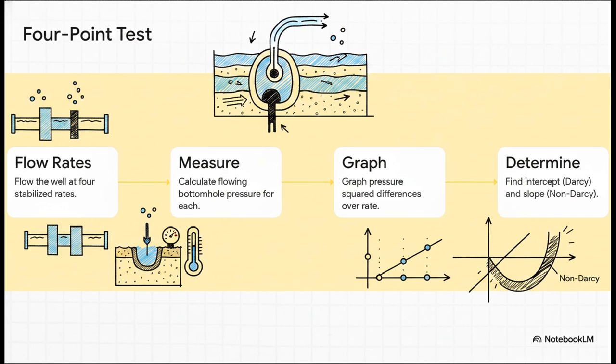Out in the actual field, engineers calculate this non-Darcy turbulence coefficient using a very practical physical 4-point test. They systematically flow the well at 4 different stabilized rates, measure the bottom hole pressure response for each one, and plot it all out on a graph. The intercept of that line gives them the smooth Darcy flow, while the slope perfectly isolates that turbulent non-Darcy penalty. It is just an incredibly elegant way to build a reliable predictive deliverability curve.